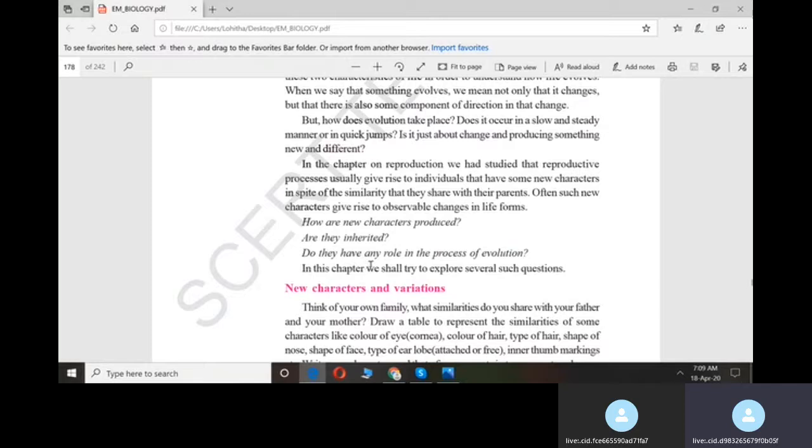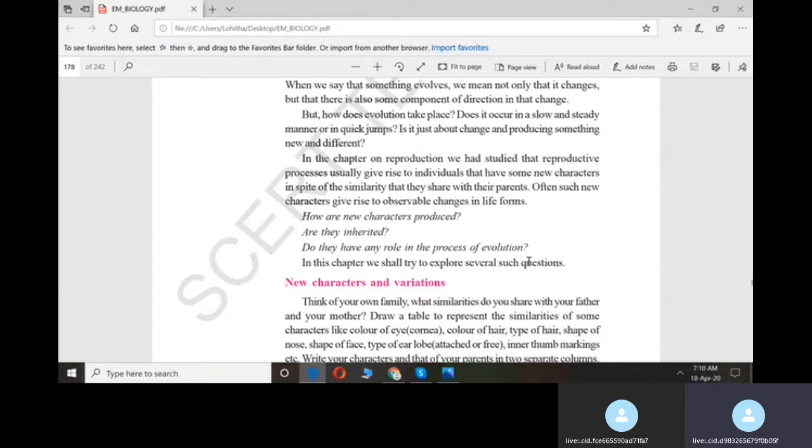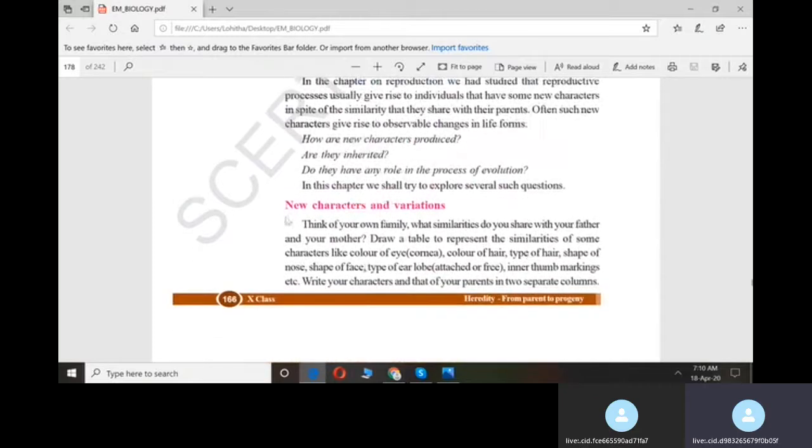Do they have any role in the process of evolution? Yes, definitely, because a new individual is always going to evolve only in this way. From parent to offspring, and offspring again, this is going to change, meaning we get hereditary and inherited characters. We are not the same as our parents or our grandparents. We are a different individual. Now, moving to another topic, new characters and variation.